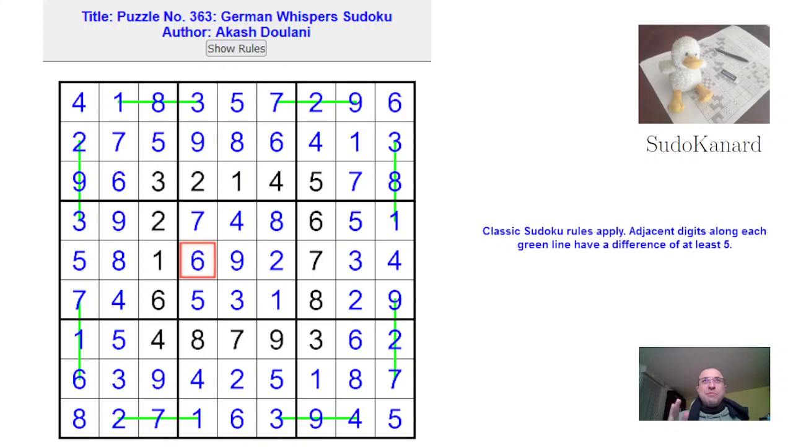This is called commonalities, I think, in other pencil puzzles like Heyawake or stuff like that.